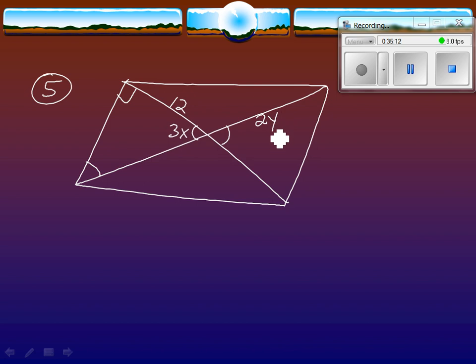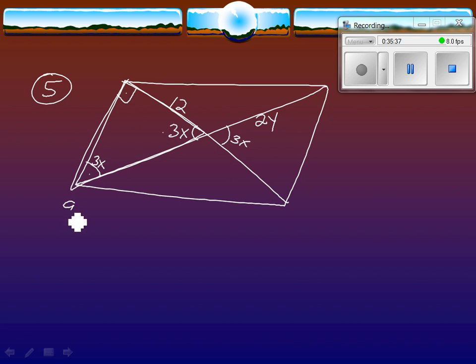Easiest thing first, start with this: if this is 3x, what's this angle over here? 3x. What's this angle down here? 3x. What kind of shape do we have right there? What do you know about a triangle? The three angles equal 180, so could we set up an equation?